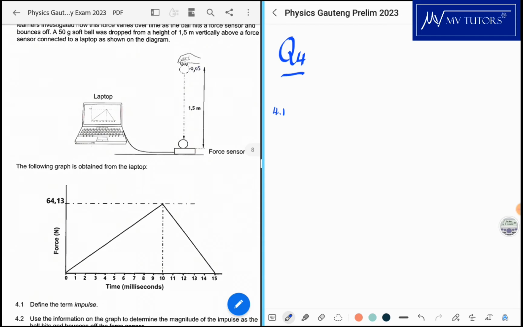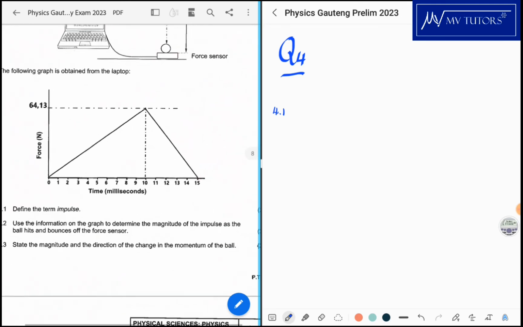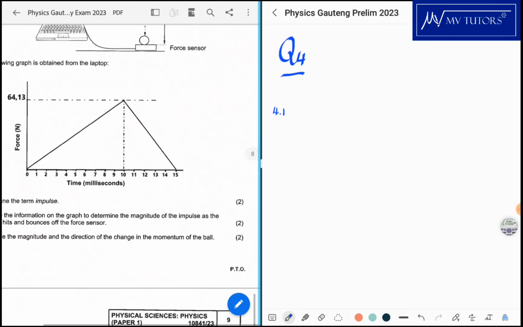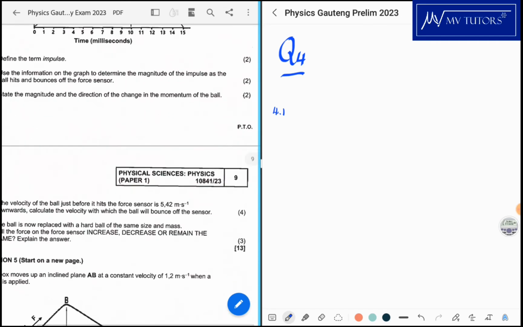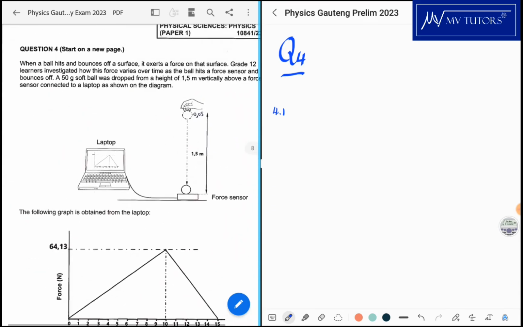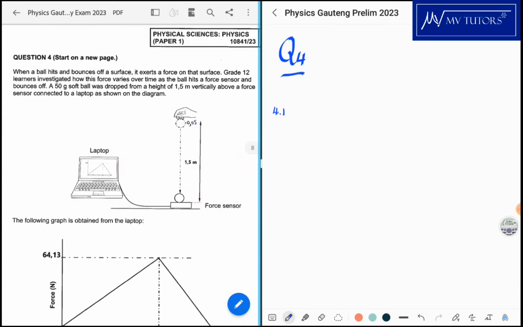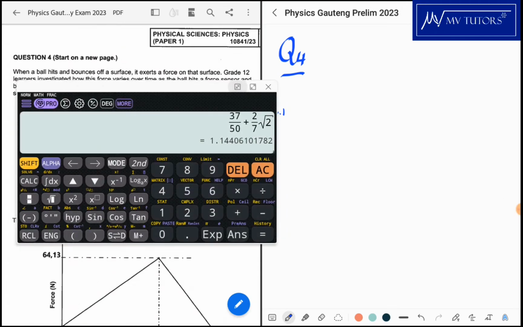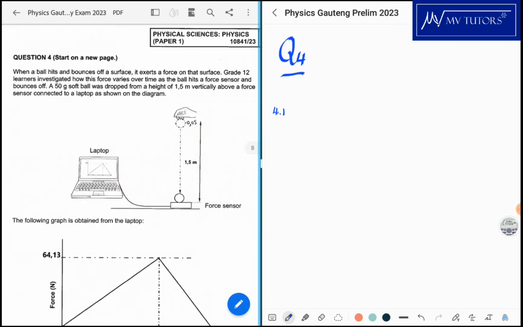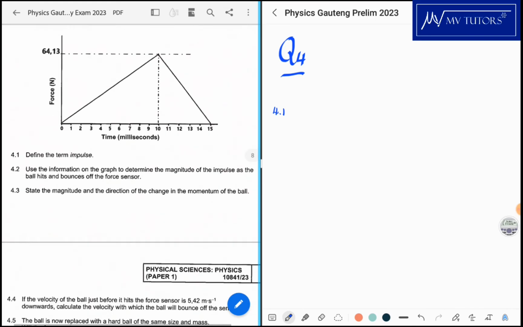Hence, they say the product of the net force on an object and the time the net force acts on the object. By the way, how many marks is this out of? This is a question out of 13 marks. So as you plan ahead, you're going to say 13 times 1,2, and you should be spending not more than 16 minutes on this question. Okay, so now 4.2.